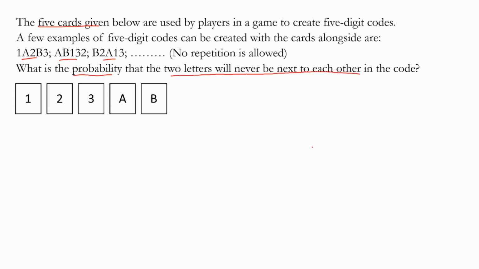the code? It may be difficult to find this probability, and if you check, it is easier to find the probability when the two letters are next to each other. And when we get that probability, we subtract it from 1, because these are complementary events, since they are mutually exclusive and exhaustive.